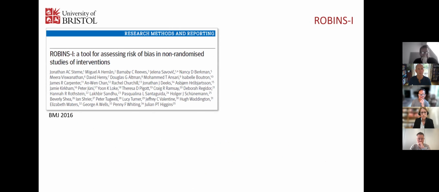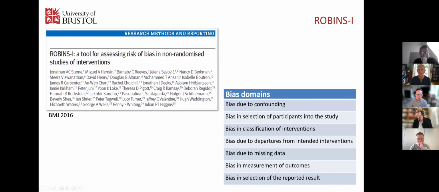Obviously, the tool we're using is the ROBINS tool that we developed some years ago through the Bias Methods group. Risk of bias in non-randomized studies of interventions. It was published 5 years ago in the BMJ, and I'm sure many of you will know it, some of you may not. It's structured around 7 domains of bias. Bias arising from confounding, in how people are selected into the study or the analysis, how the intervention is classified, whether there are departures from the intended intervention, bias due to missing data, due to measurement issues around the outcomes, and in essentially cherry picking results for reporting in the articles.